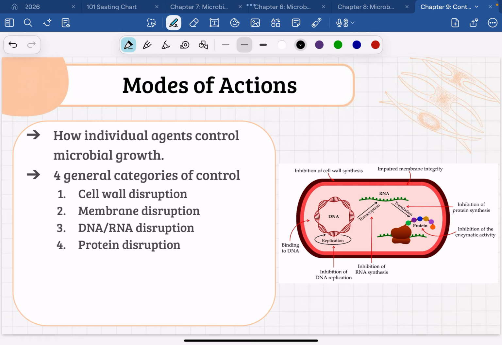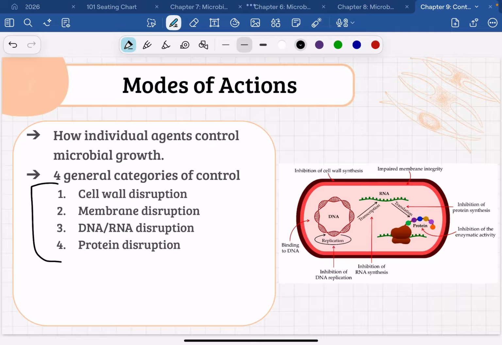So the last thing we'll talk about before we go through particular things are the modes of action. The mode of action of any type of control is going to be how the individual agents control the microbial growth. So what is it that they're affecting? Most of them will fall into one of 4 general categories, and it involves affecting one of the four major parts of being a cell. So the cell wall, the cell membrane, the DNA, or the proteins.